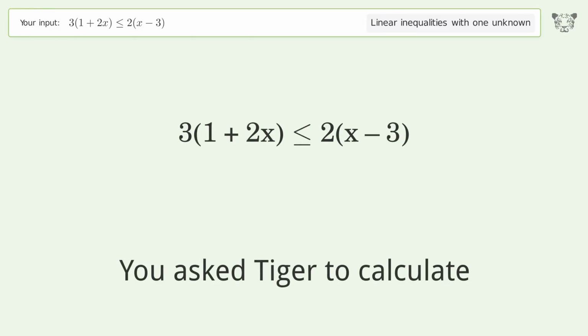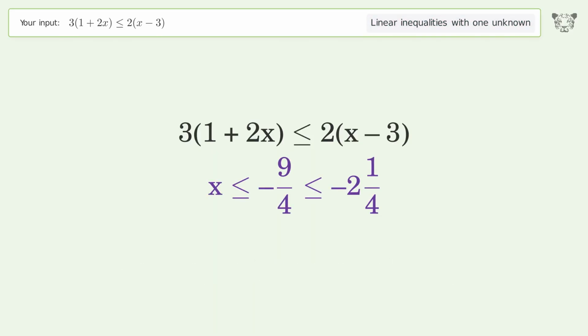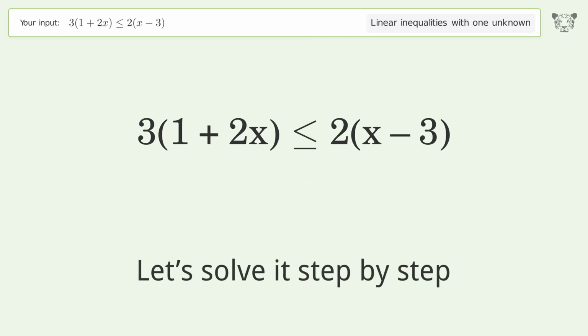You ask Tiger to calculate. This deals with linear inequalities with one unknown. The final result is x equal or smaller than -9/4 equal or smaller than -21/4. Let's solve it step by step.